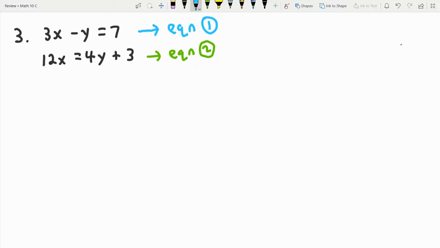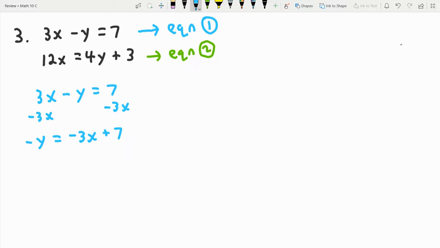Because equation 1 looks like it's easier to isolate for, I'm going to choose equation 1, and I'm going to choose to isolate for y. So for equation 1, I have 3x minus y equals 7. I'm going to move 3x by subtracting it from both sides. So I'll subtract 3x from the left-hand side, and because I do that, I have to subtract it from the right-hand side. And when I do that, what I'm left with is negative y equals negative 3x plus 7.